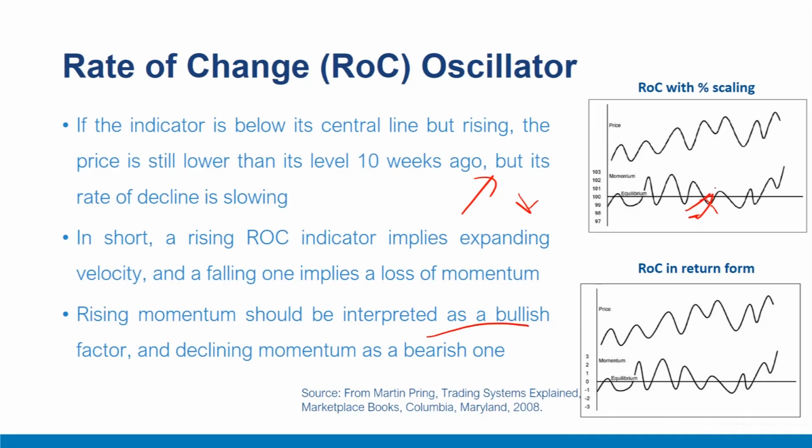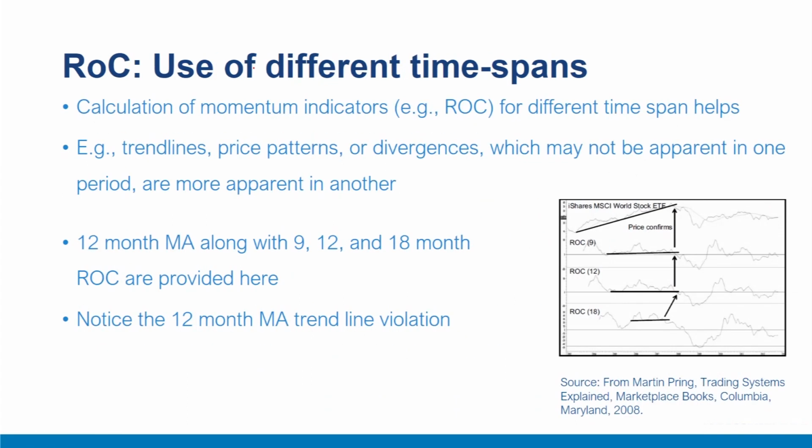Rising momentum is interpreted as a bullish signal, while falling or declining momentum is a bearish signal. Please note that analysis of any technical situation can be enhanced by the calculation of several momentum indicators, each based on a different time span. In this way, the trend line, price patterns, or divergences which may not be apparent in one period are more apparent in another. The discovery of signs of a trend reversal in several indicators constructed from different time spans adds further fuel to the weight of evidence.